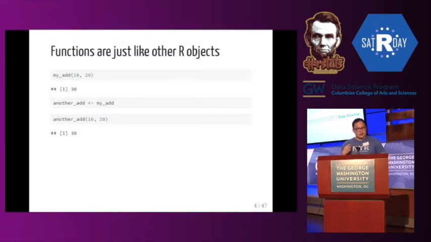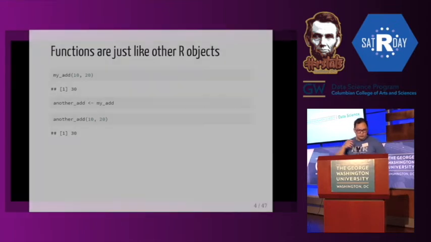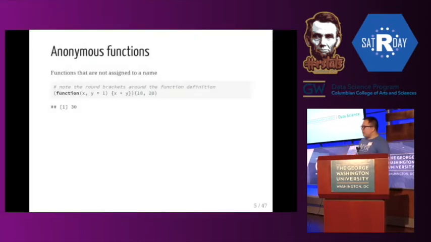So R functions are just like other objects. Just like I showed you, my_add of 10 and 20 will give you 30. But you can also treat a function as a regular object and reassign it to another variable. So now I can say another_add of 10 and 20, and it's really just the same thing, right? That's to show you that, as you're writing functions, functions themselves can be arguments to other functions. And when you're writing functions, there's also a thing called an anonymous function.